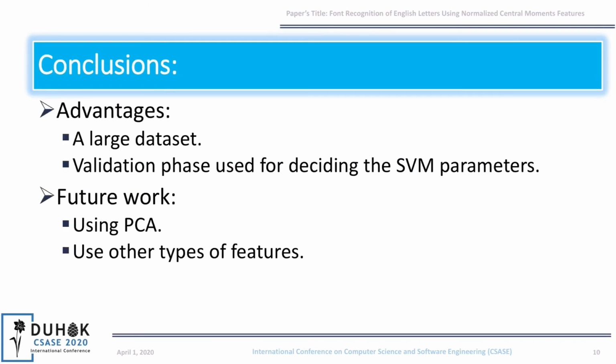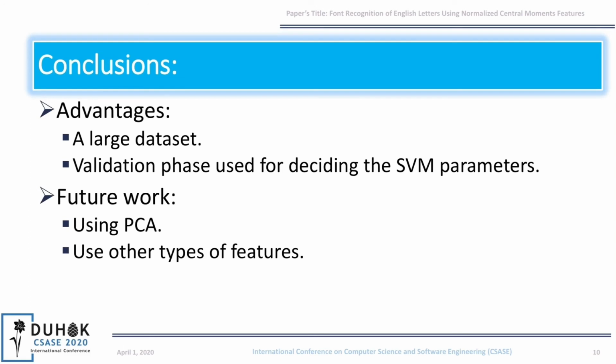In conclusion, our system has two advantages. First, we used a large dataset compared to previous studies. That helps in getting better recognition accuracy. The second advantage is that we use the validation stage for deciding the SVM parameters. That helps us reduce the amount of processing time for obtaining the best recognition accuracy.